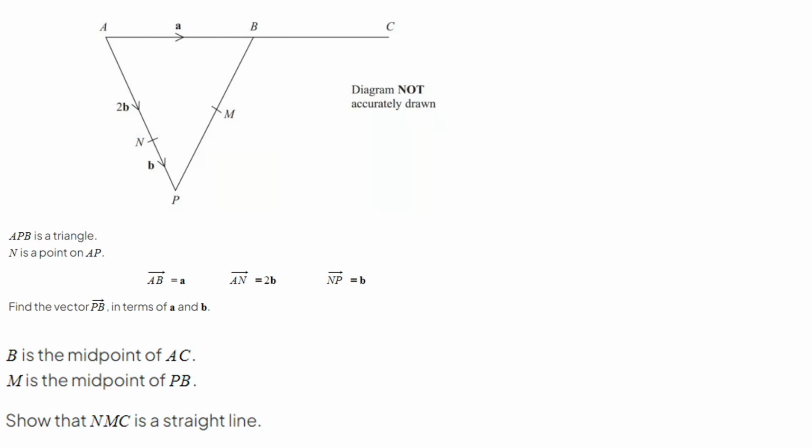Well, PB, as we remember from the last lesson, is the same as P to A plus A to B. P to A is going to be negative, because remember we're going the opposite direction, so negative 3b plus a. It's going in that direction. So that is what PB is equal to.